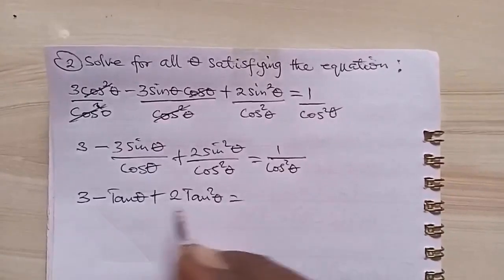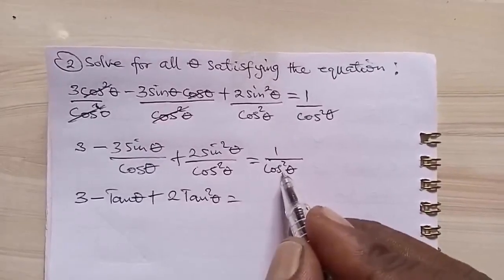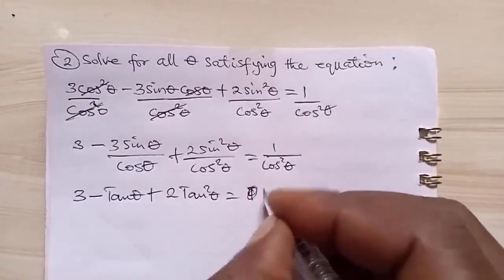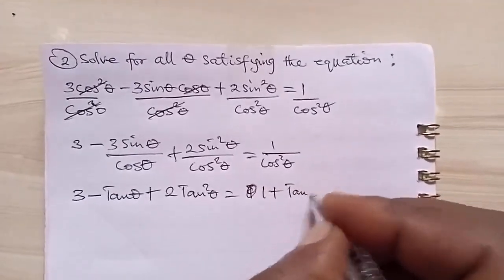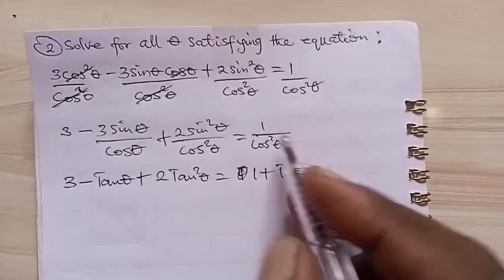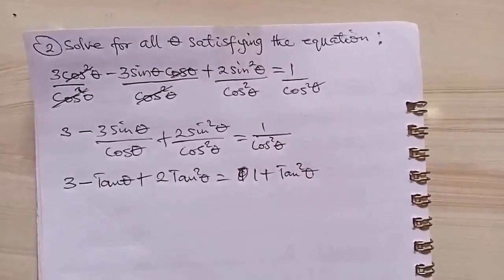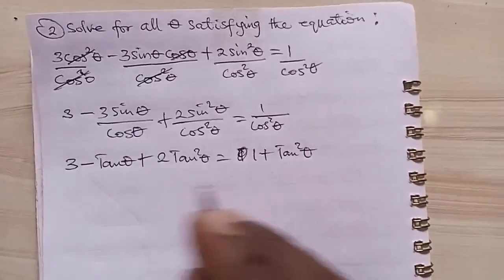So since we have tan, we can replace it in terms of tan theta, which is now 1 plus tan square theta, because 1 over cos square theta is the same thing as sec square theta, which is also the same thing as 1 plus tan square theta. Now, having done that, we can now collect like terms.